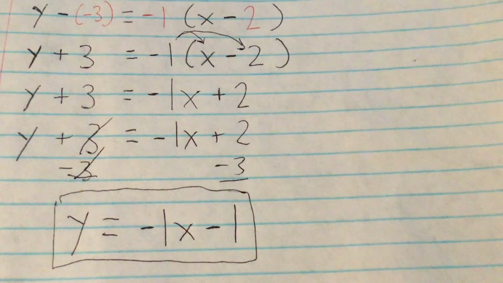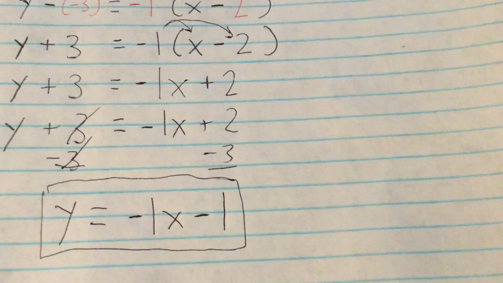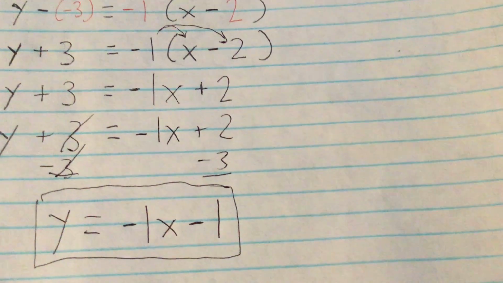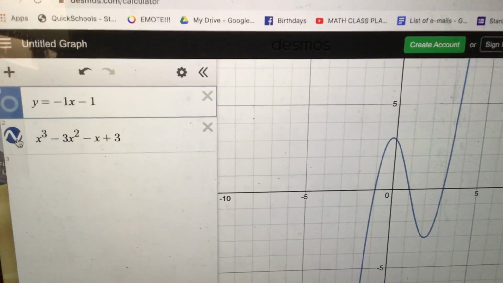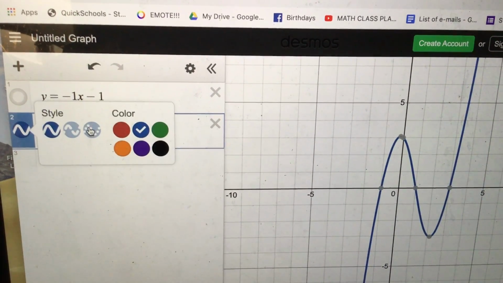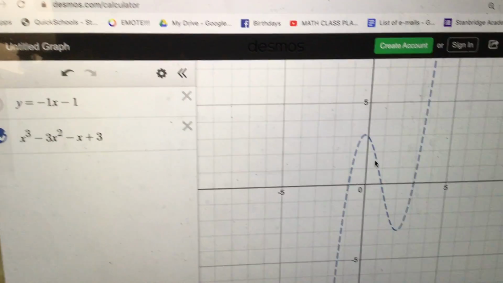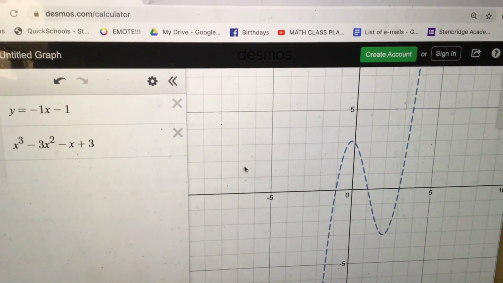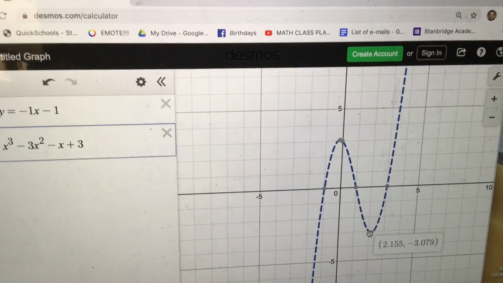So let's plug in the tangent line y equals negative 1x minus 1 and compare that to the cubic function. All right, let me just go back home. And let's plug in, what does this x cubed graph look like? Let me make it dotted just so we can see the tangent line a little bit clearer. So this is the curve, x cubed minus 3x squared minus x plus 3. And I care about when x is equal to 2 and y is equal to negative 3. If it'll let me go there.